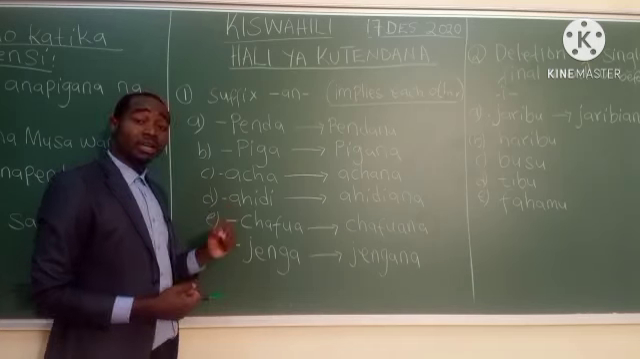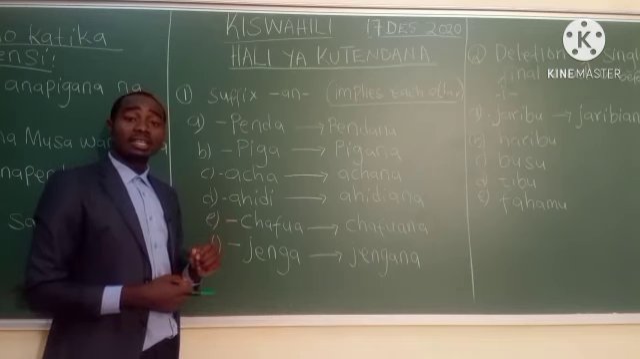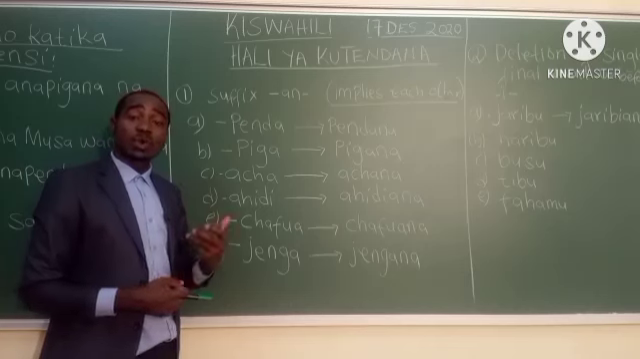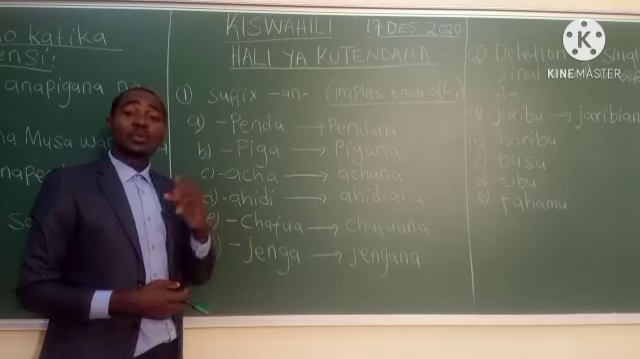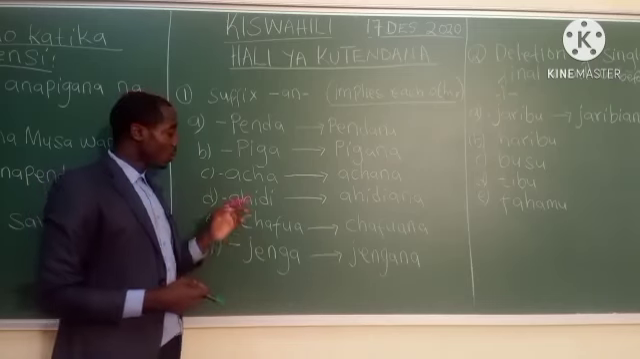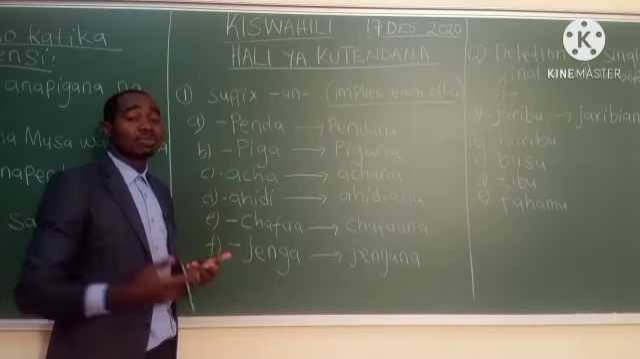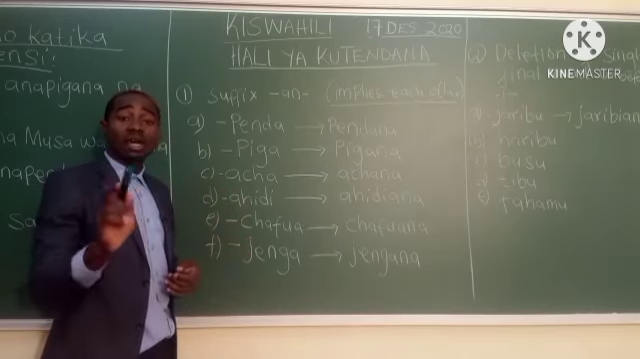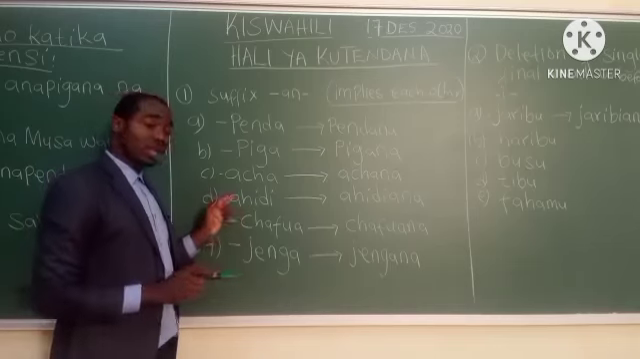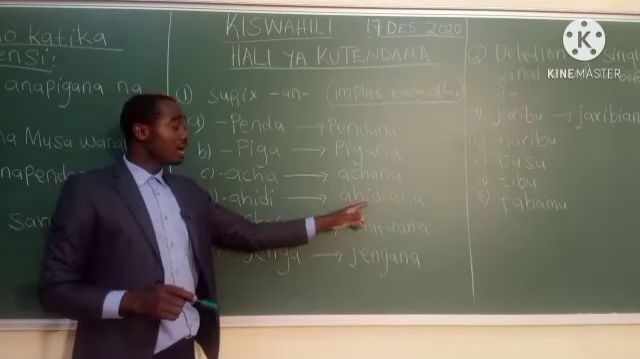We have here ahidi. Ahidi is a verb that comes from a noun known as ahadi. Ahadi is promise, a promise. So from a promise we get this one, ahidi, to promise something. Ninakuahidi zawadi, I promise you a gift. So here it will be ahidiana.